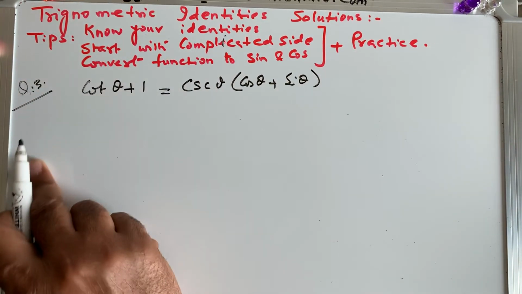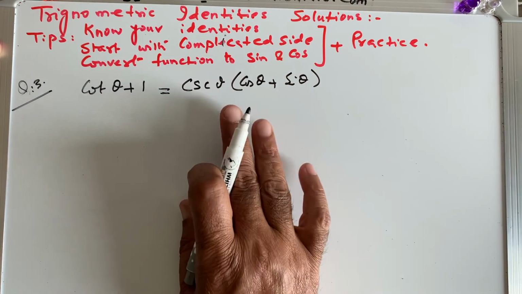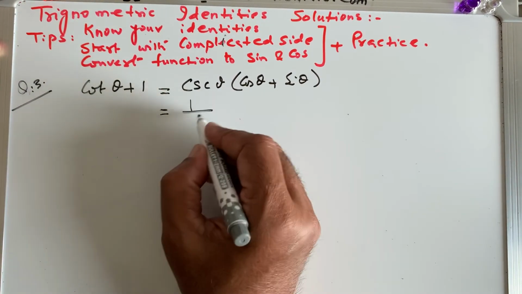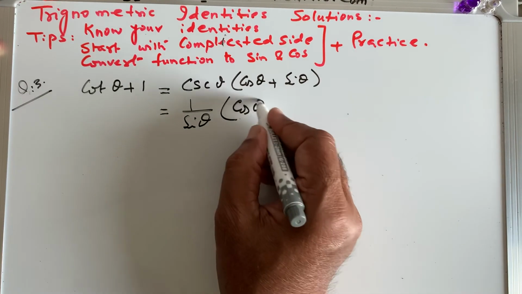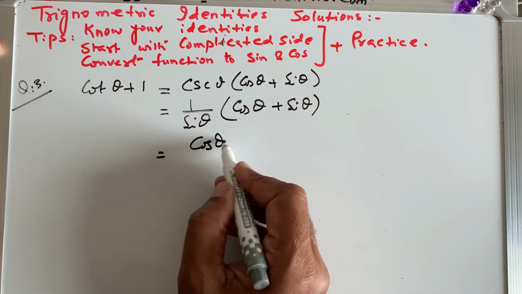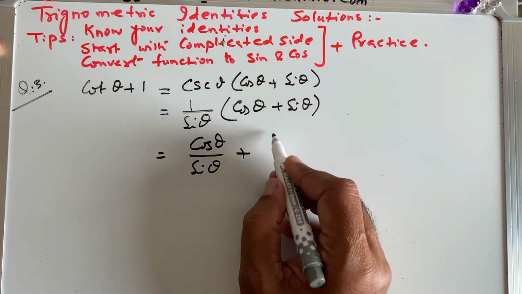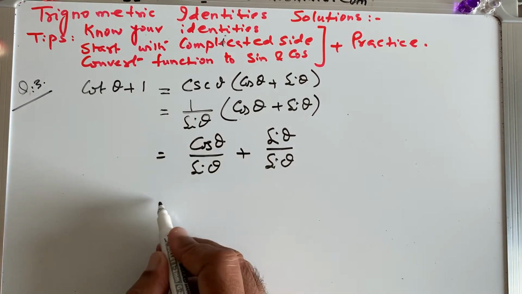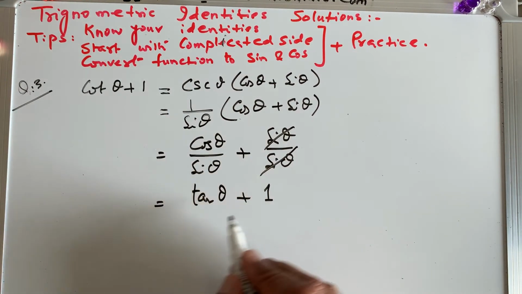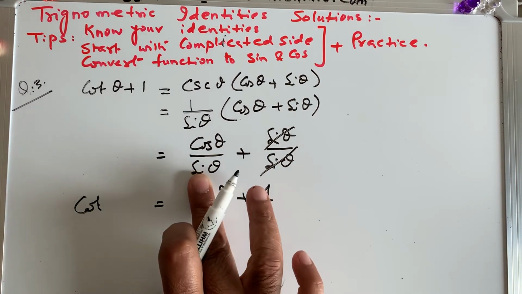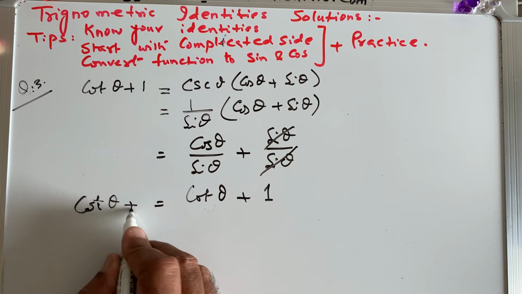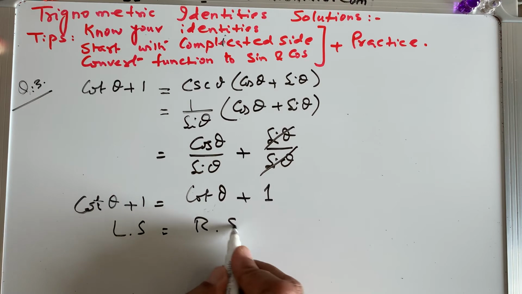This one is tricky because if you start with this, maybe you can get stuck somewhere. So I will start with the right hand side, which is easier, and I can see that it can be transformed into that. Cosecant is 1 over sin theta, times cos theta plus sin theta. So now you can write down separately cos theta over sin theta plus sin theta over sin theta. Cos over sin is cot, and this sin over sin is cancelled, so this is 1. Sin over cos is tangent, so my mistake. Cot theta plus 1. So my left side is equal to right side, proved.